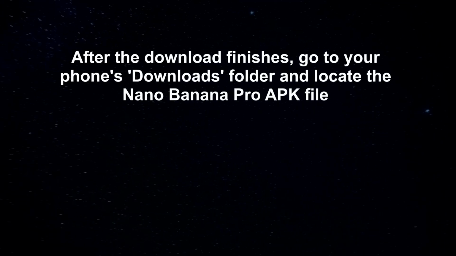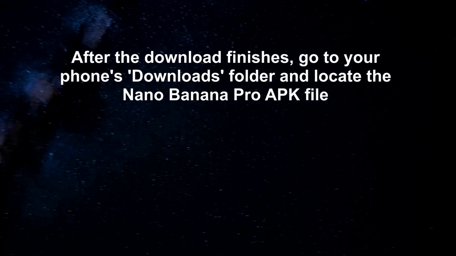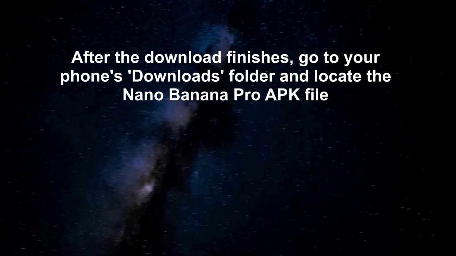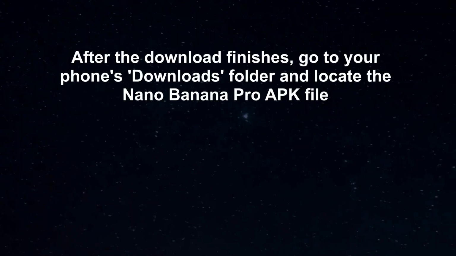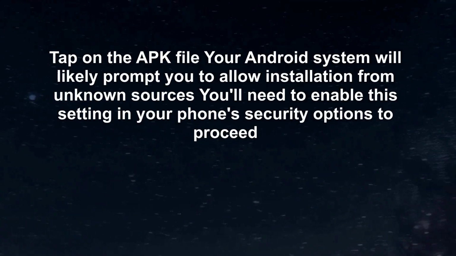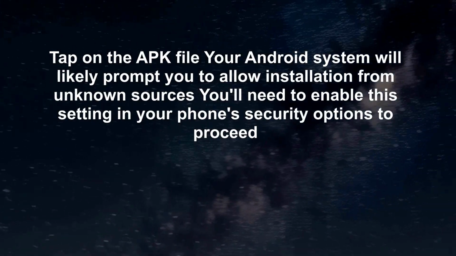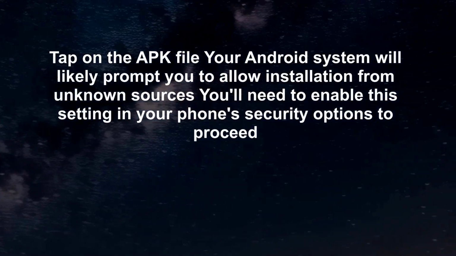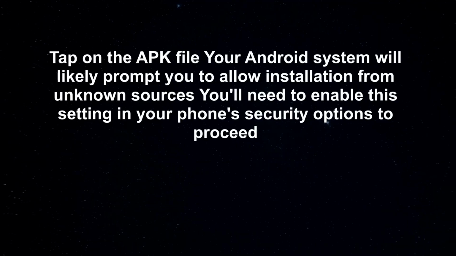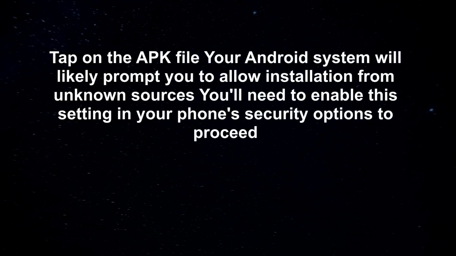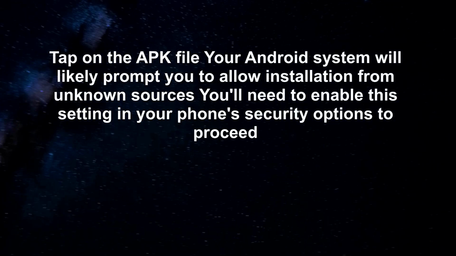After the download finishes, go to your phone's Downloads folder and locate the Nano Banana Pro APK file. Tap on the APK file. Your Android system will likely prompt you to allow installation from unknown sources. You'll need to enable this setting in your phone's security options to proceed.